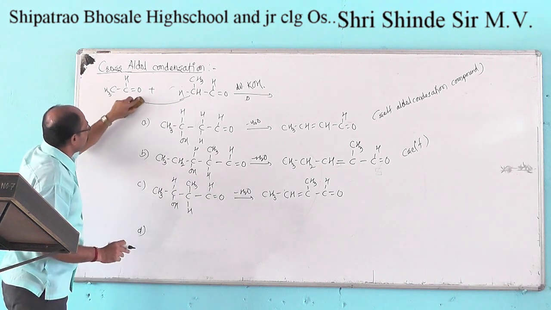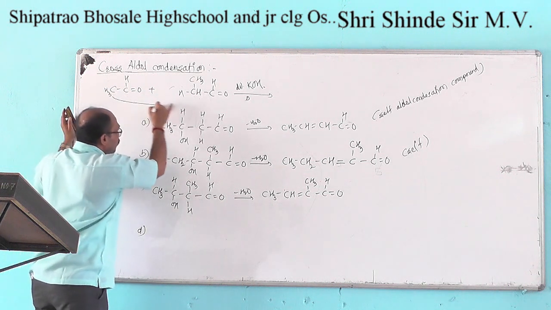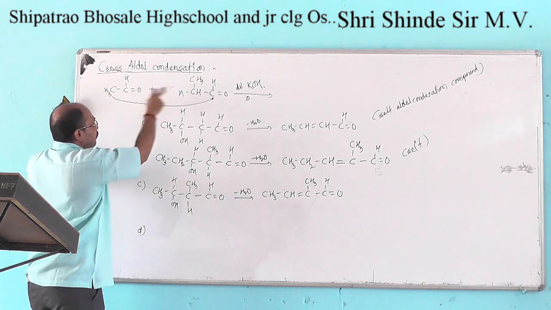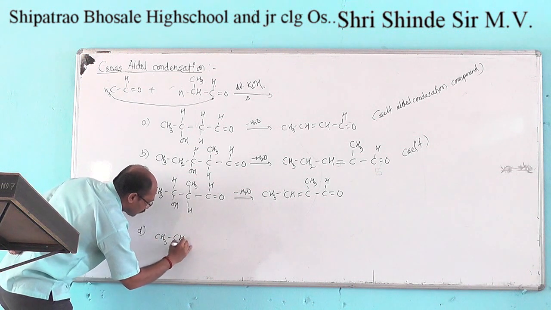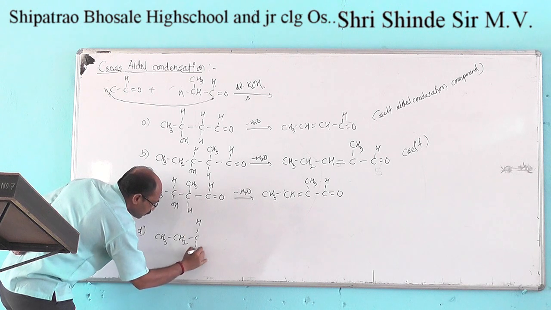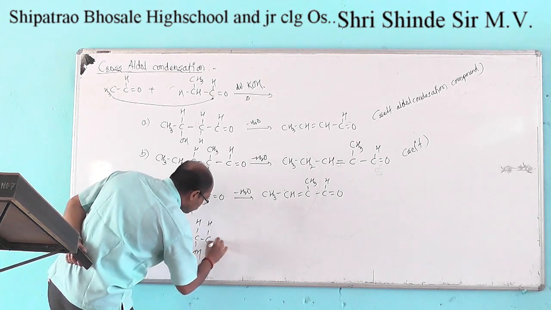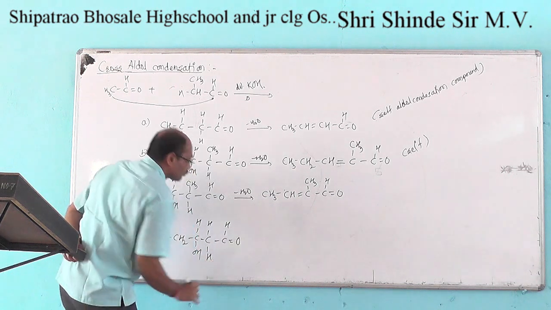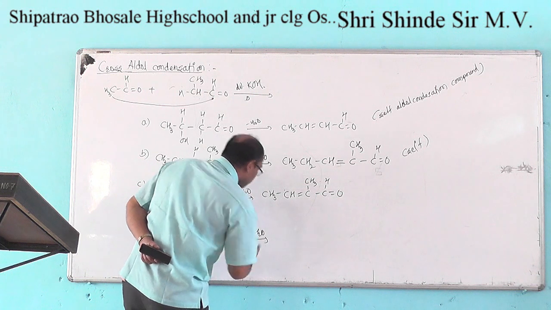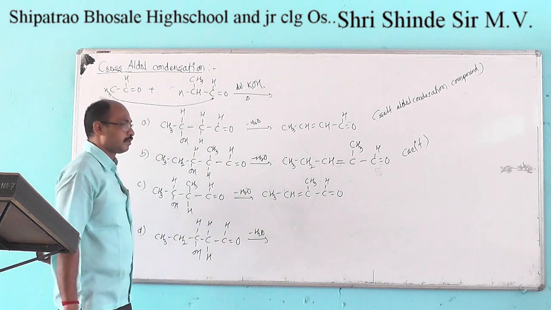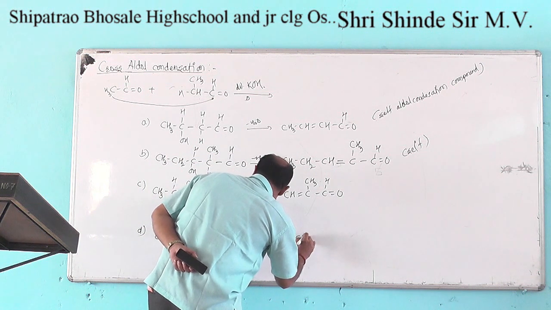Next, we have the donation of this hydrogen, or attack of this carbon, like this: CH3, CH2, CHOH, CH2, CH2, giving the beta hydroxyaldehyde, which further loses a water molecule on condensation to form the corresponding alpha beta unsaturated aldehyde.